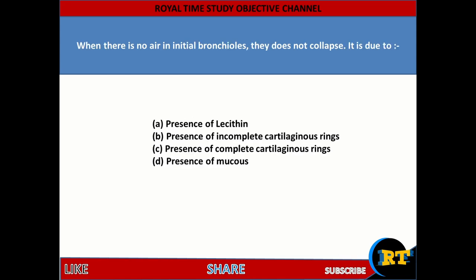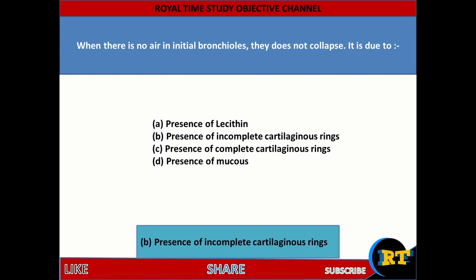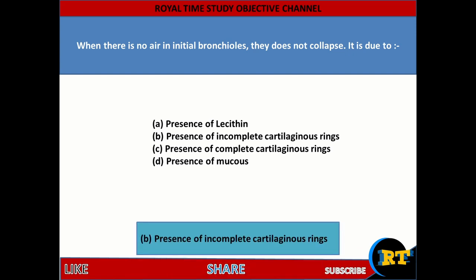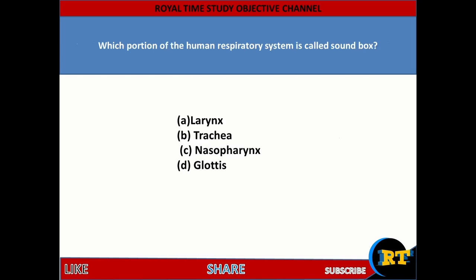When there is no air in initial bronchioles, they do not collapse. It is due to option number A, presence of lecithin. B, presence of incomplete cartilaginous rings. Option number C, presence of complete cartilaginous rings. Option number D, presence of mucus. And the correct answer is presence of incomplete cartilaginous rings. Now let's move to the next question.